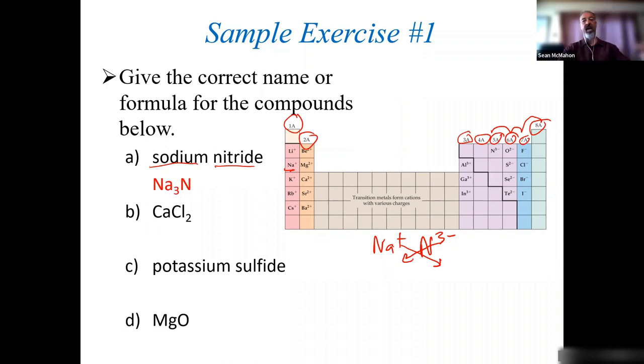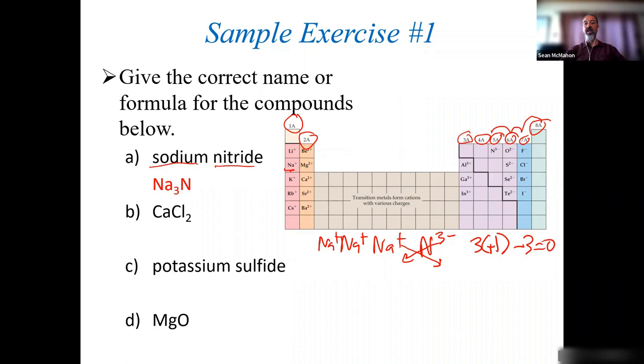Crisscross. When I do that, I see that I need 3 sodiums per 1 nitride. Why? I need 3+ and 1 charges, right? I need 3+ and 1 to cancel out the -3 and give me a neutral charge.